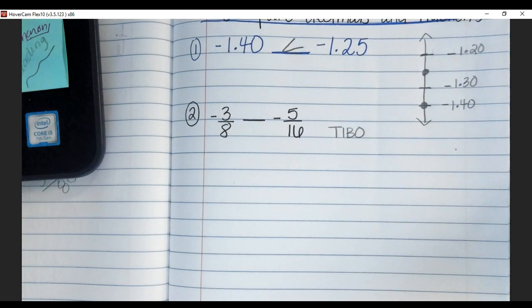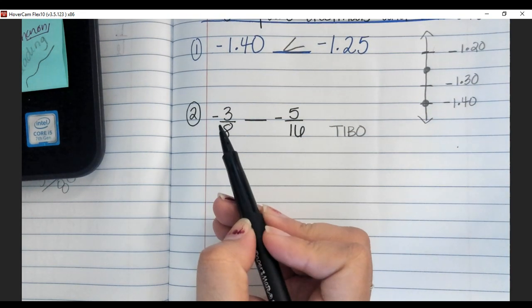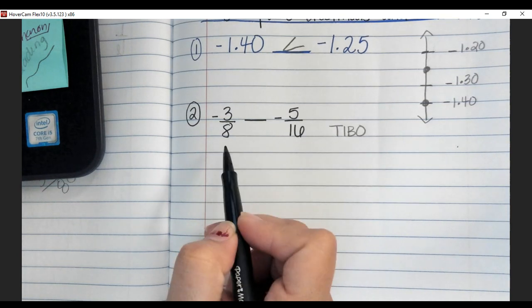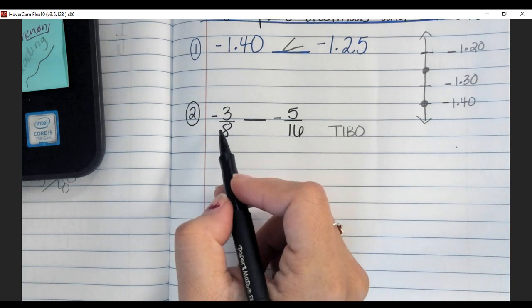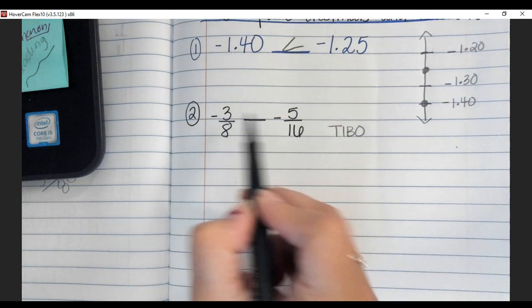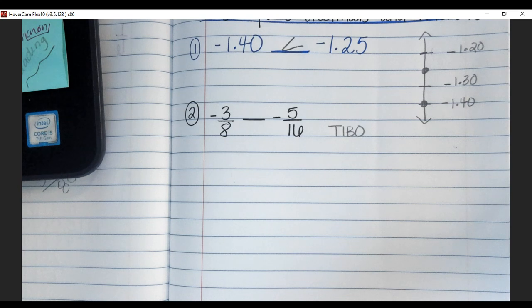And that just means top in, bottom out. So I'm going to use negative 3/8. One thing that students always forget is to add that negative back to that number. So you always want to remember, we are dealing with negative fractions here.